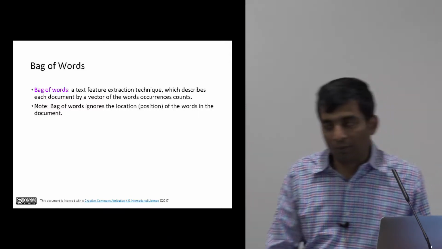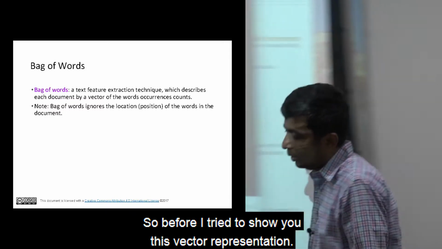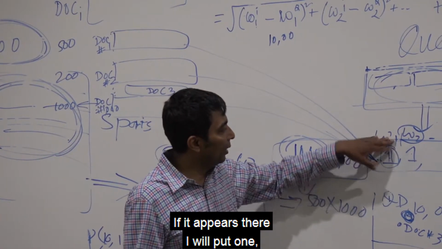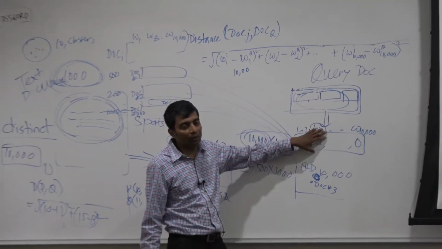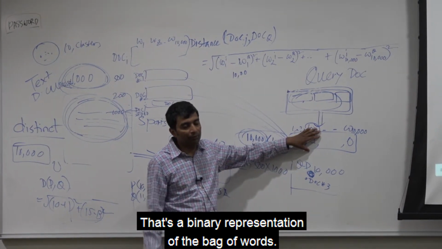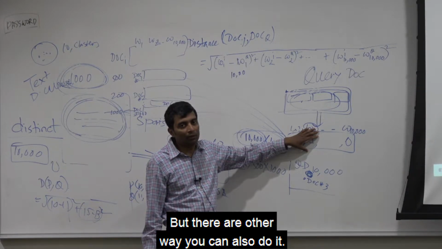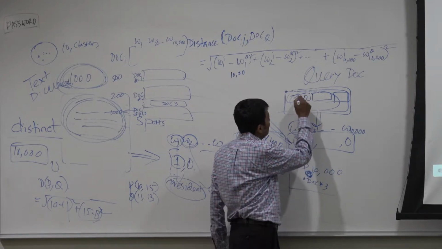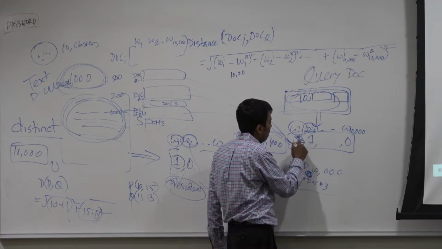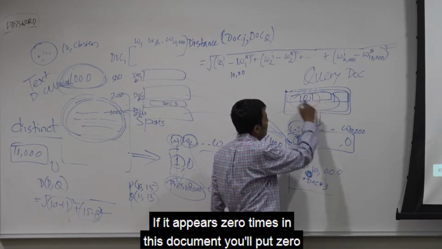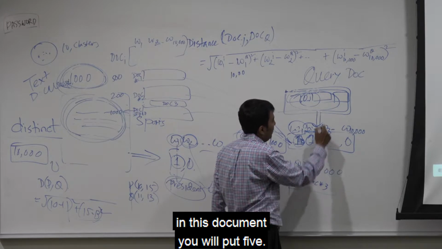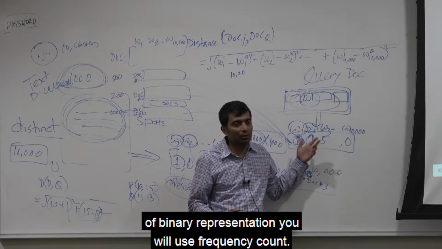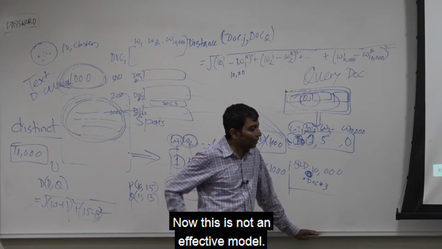But there is a problem with that approach. Before I show you this vector representation: a word either appears in this document or not. If it appears there, I will put 1. If it doesn't appear there, I will put 0, right? That's a binary representation of the bag of words. But there is another way you can also do it. If the word W1 appears 10 times in this document, then instead of 1, you will put 10. If it appears 0 times in this document, you will put 0. And if W3 appears, let's say, 5 times in this document, you will put 5. So that's another way you can represent it. Instead of binary representation, you will use frequency count.